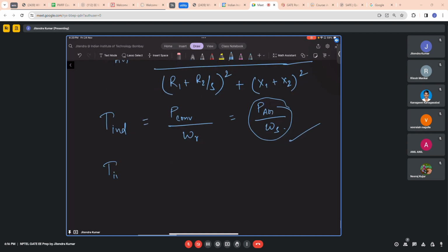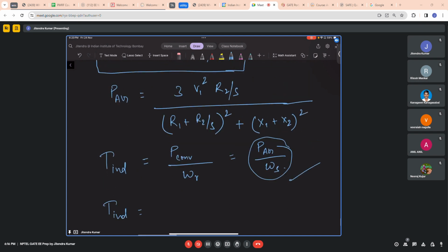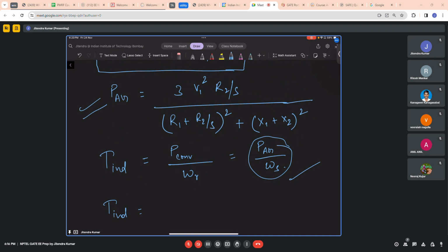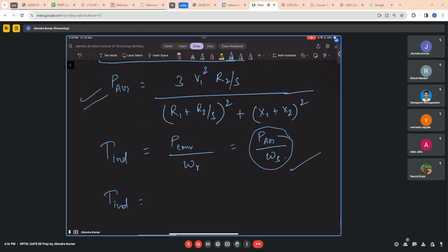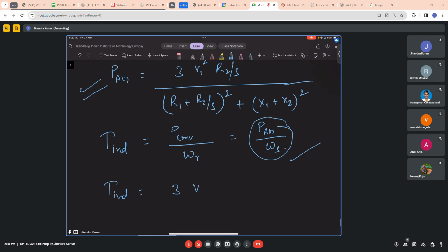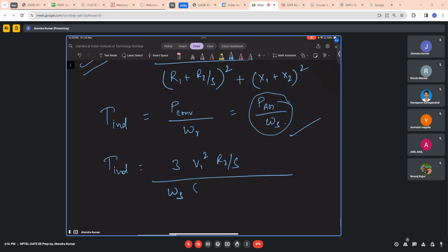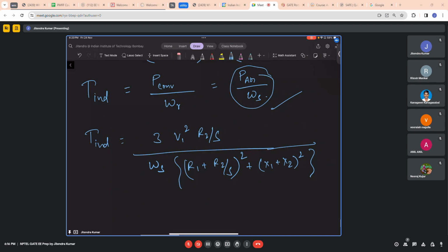So the induced torque will be the air gap power, and we just need to divide it by omega s. So the expression of induced torque will be the same as air gap power, 3V1 square R2 by S divided by omega s into R1 plus R2 by S square plus X1 plus X2 square. Okay, so this is the expression of induced torque.